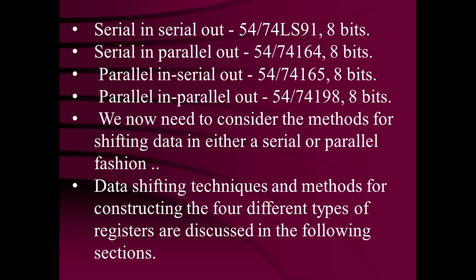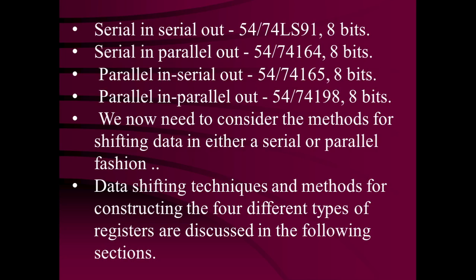Serial in, parallel out. Another type of shift register is serial in, but the data comes out of the shift register in a parallel fashion. That IC is the 74164, an 8-bit IC. The third type of shift register is parallel in, serial out. This is again an 8-bit shift register. That means the data is entered in parallel fashion, so 8 inputs will be there, but data comes out in a serial fashion. So only one output is there.